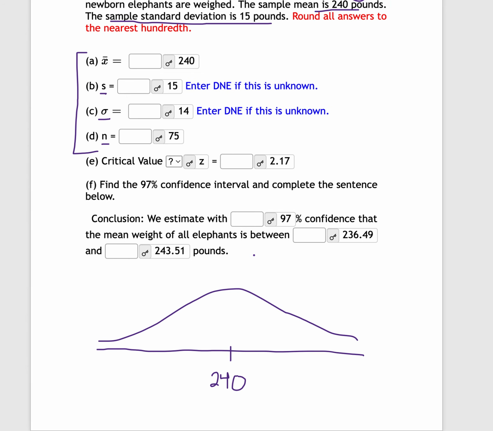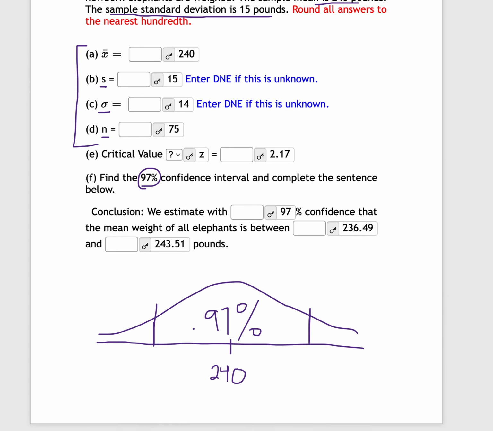And we want to construct a 97% confidence interval. So in the center, we want this area in the center to be 97% of the weights of baby elephants. All of this data should be between these two values. When we find a confidence interval, we're looking for those cutoff points. What are those two values so that 97% of the data falls between these two values?